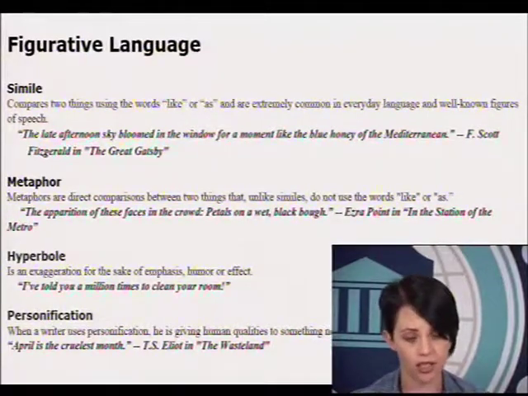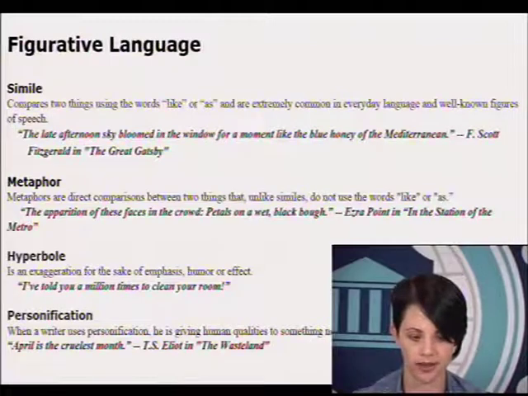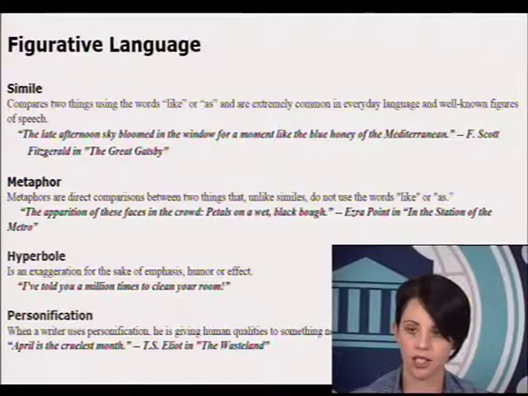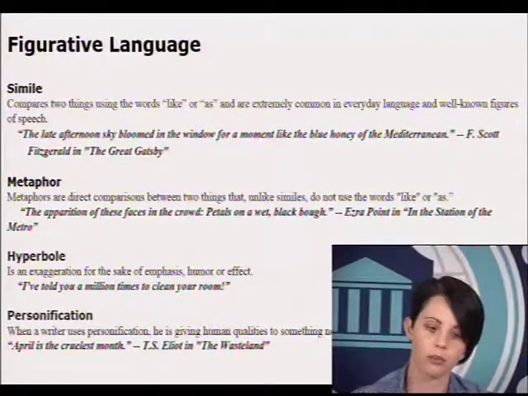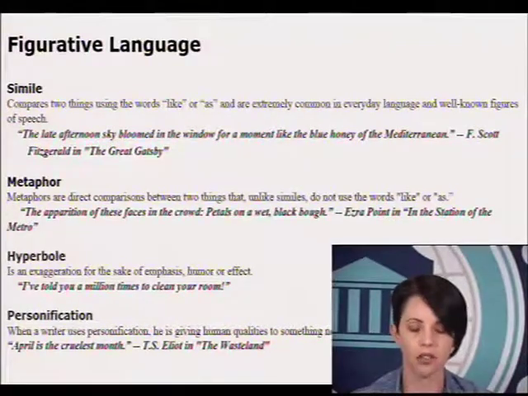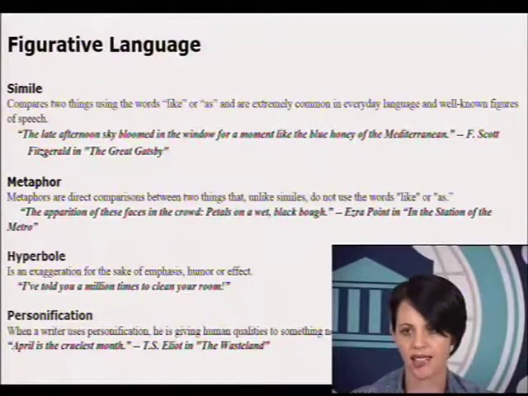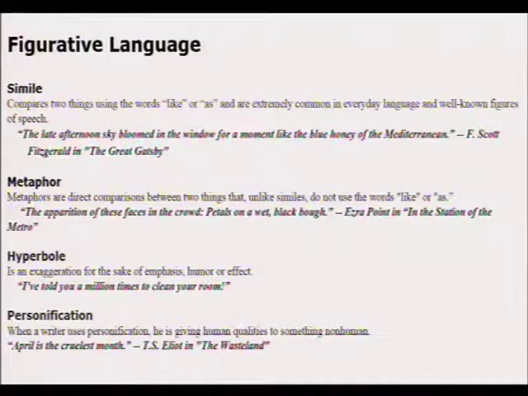Then, personification. When a writer uses personification, he is giving human qualities to something non-human. April is the cruelest month. So in that case, April is just a month. It's a non-human thing. It can't be cruel. It can't be happy. It can't have any human emotions. But that then shows its personification. The wind was clapping its hands. The wind can't clap its hands, but it shows you that there's this dramatic effect, that what you are trying to convey in your writing would just make it so much more vivid and adds to the imagination.